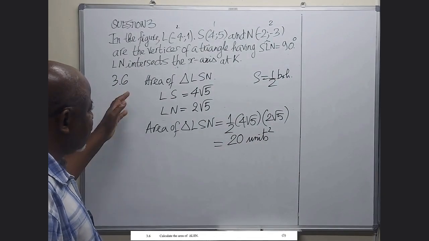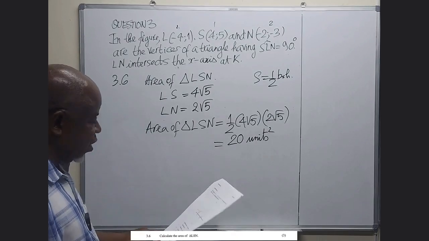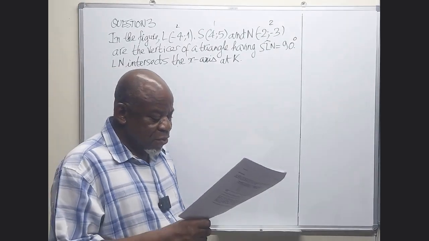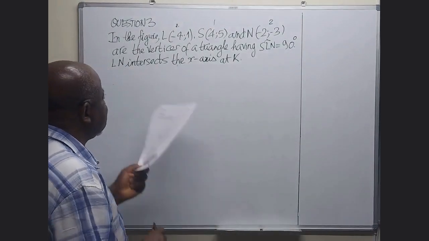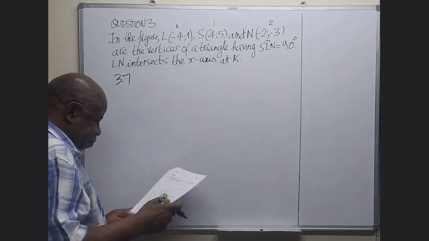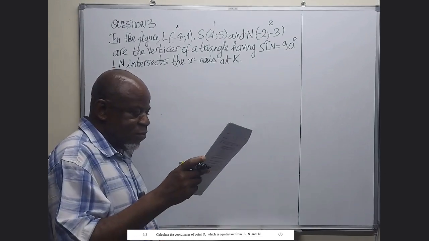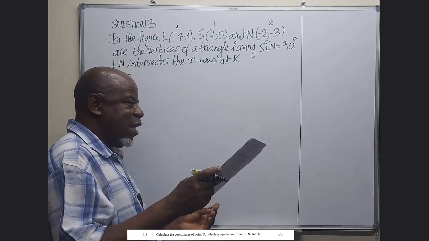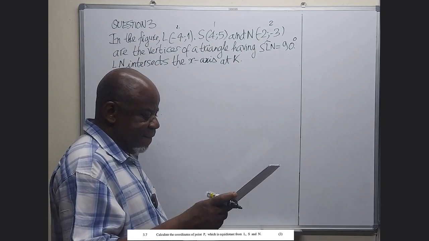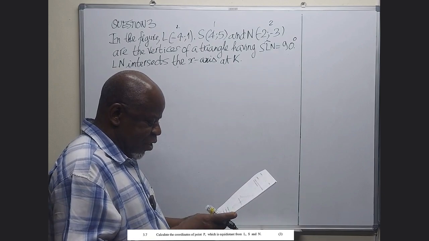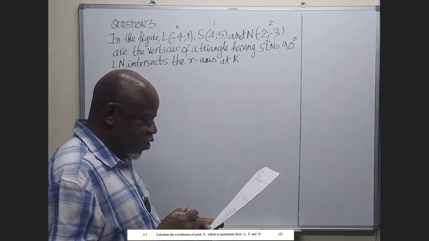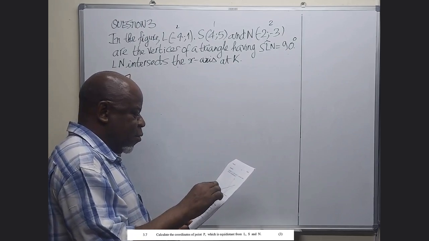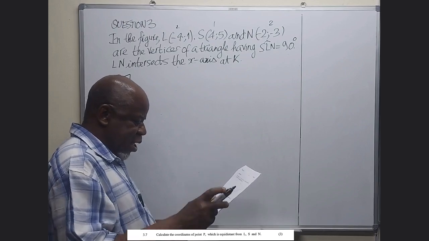Then I'm going to clean the board so that we can have some space for the next question, that is going to be question 3.7. We're going to the next question, and that is going to be 3.7. Calculate the coordinate of point P, which is equidistant from points L, S, and N. This point is going to be at the same distance from the three points of the triangle L, S, and N.